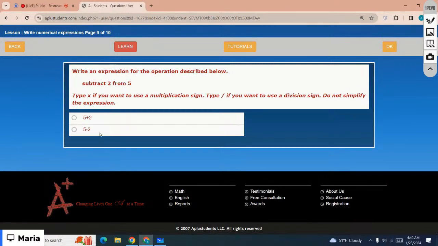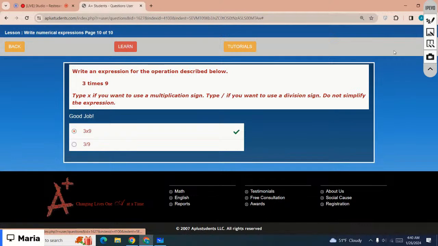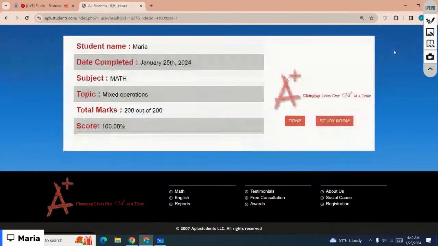Very good. The next one is write an expression for the operation described below. That is 3 times 9. Which is the correct option? Yes, the correct option is option number 1. The next one is, oh, we're done with the lesson.